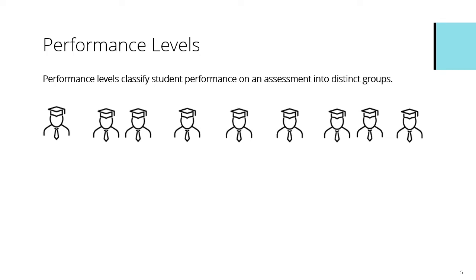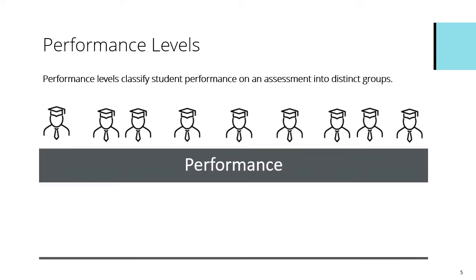One way that we can classify student performance on an assessment is with performance levels. The performance levels could simply be pass and does not pass, like on a driving test, or on a classroom test, the well-known letter grades of A, B, C, and F. Whatever the labels are, the performance levels classify student performance on an assessment into distinct groups.